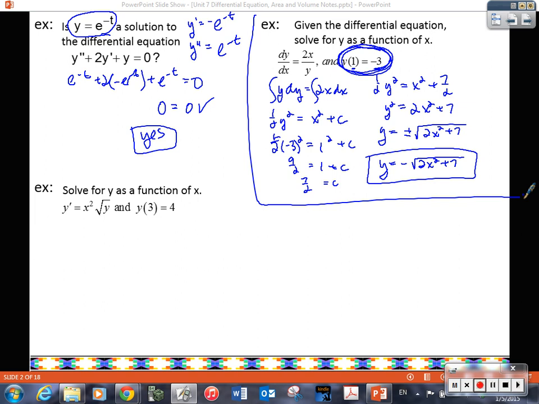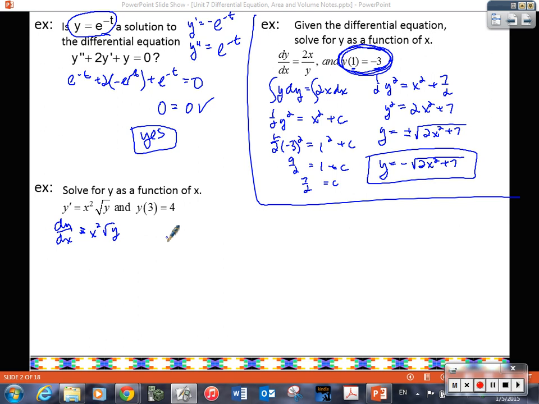Okay. All right, this last example, y prime equals x squared square root of y. Now, the first thing that I would do is rewrite the y prime as dy/dx, because it just makes more sense to me. I can see it. You certainly don't have to, but I would just go ahead and rewrite it. dy/dx equals x squared square root of y. And that's what I would do.